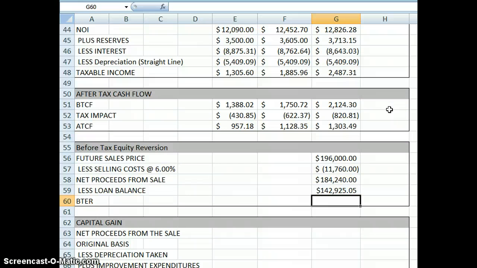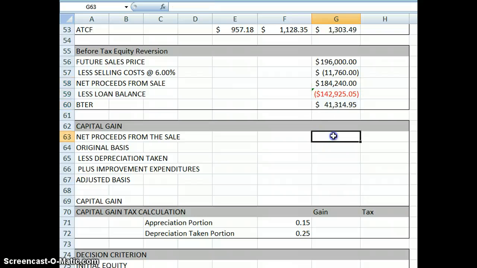And then, so now we're just going to put a negative there, make this easier. Just auto sum that. So our net proceeds from the sale, that's just going to be this number right there.